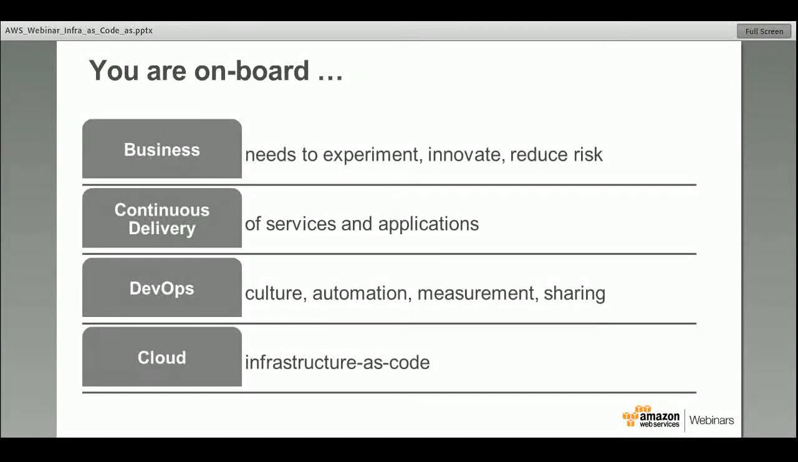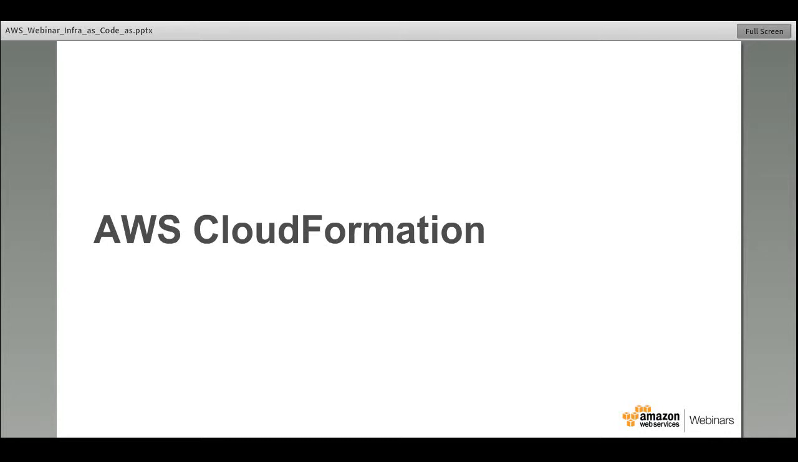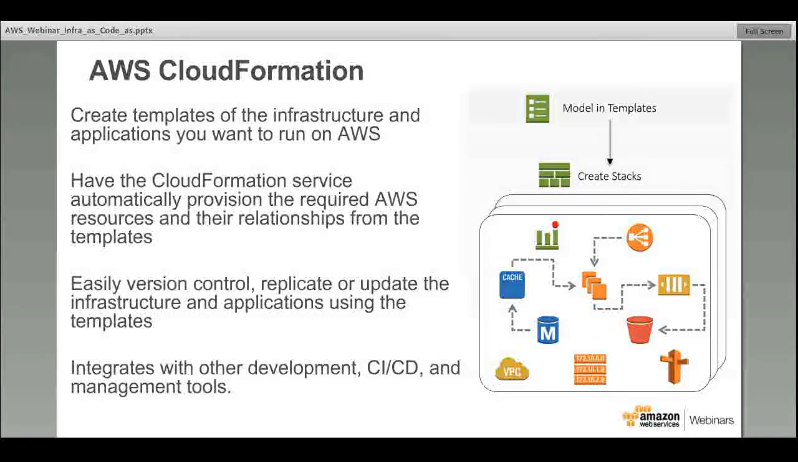So how do you do infrastructure as code on AWS? The flagship service that we have on AWS is called AWS CloudFormation. It allows you to create templates of the infrastructure and applications that you want to run on AWS. These templates are models of the architecture that you want to provision on AWS. It could be a simple machine, or it could be a compute instance and a database and a bunch of queues and so on and so forth.